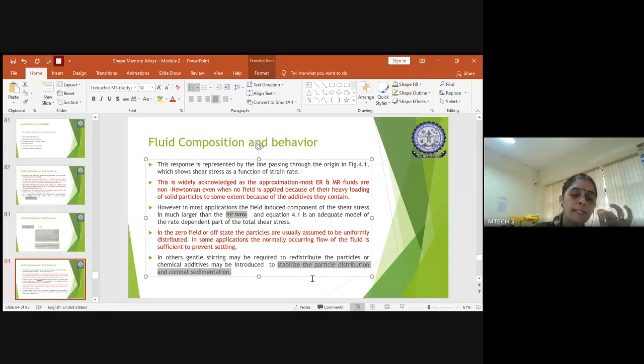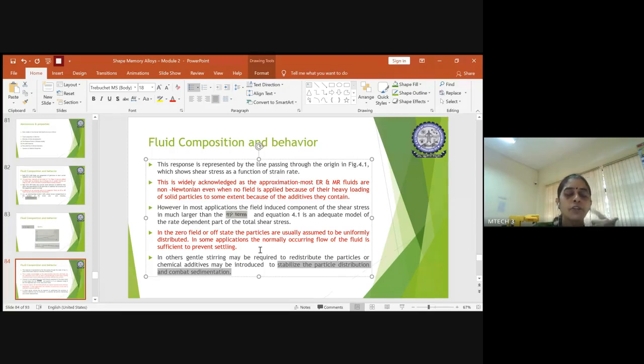So it stabilizes the particle distribution, and it helps to have a proper sedimentation process. These are the initial adjustments we have to do. You should know how the fluid will be when there is no field, and when there is an external field. So in the zero field, what are the adjustments to be done, and which are the possible ways of adjustment?